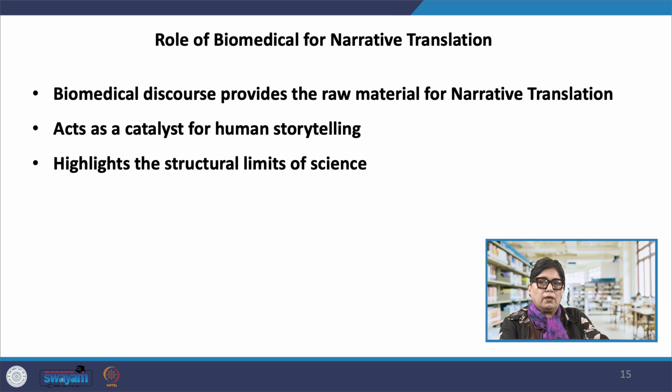So, the role of biomedical discourse in narrative translation: biomedical discourse provides the raw material for narrative translation. It acts as a catalyst for human storytelling. A cold clinical diagnosis is often the exact trigger for a profound personal narrative. The importance is that humanists study how a patient takes a harsh biomedical phrase, a stage 4 adenocarcinoma, that is cancer, and translates it into a personal emotional story of survival, fear, and identity.